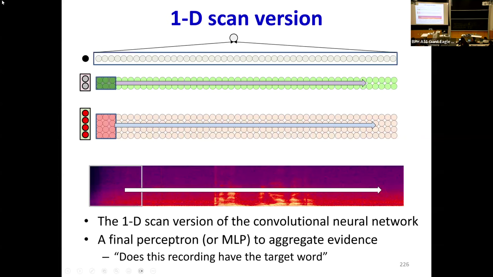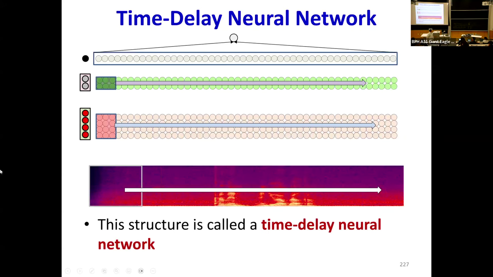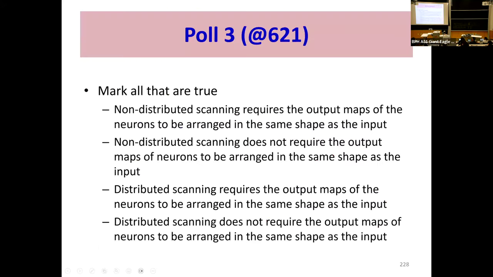In the 2D case, it's just a 2D generalization of this basic idea. Okay? So for the 1D case, this is called a time delay neural network. For the two-dimensional case, it's a convolutional neural network. But a TDNN is also often called a one-dimensional convolutional neural network.